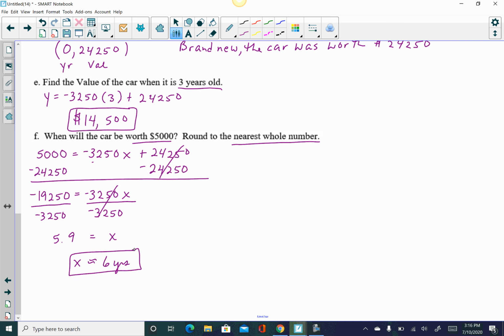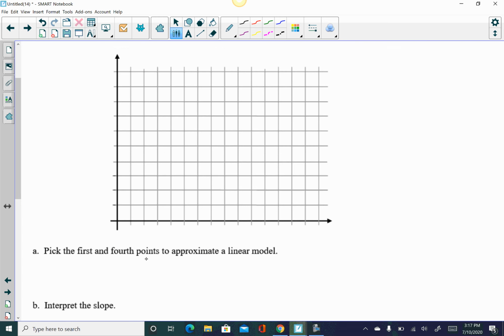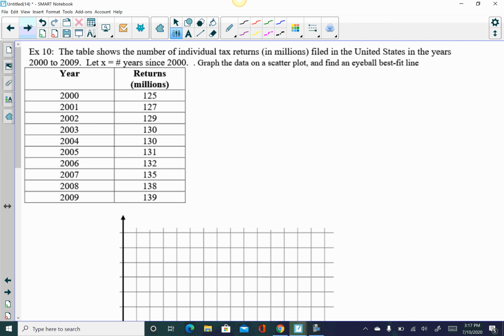Okay. All right. So the next 3 problems in this set of notes have to do with you creating a scatter plot, and then after you've created that scatter plot, I tell you to pick certain points and create a linear model. The first one here, example 9, is a little easier than the next 2. So for that reason, I'm going to skip example 9, let you come back and try that one on your own. And what I'd like to do is to do example 10 with you. Okay, so let's look at that one.